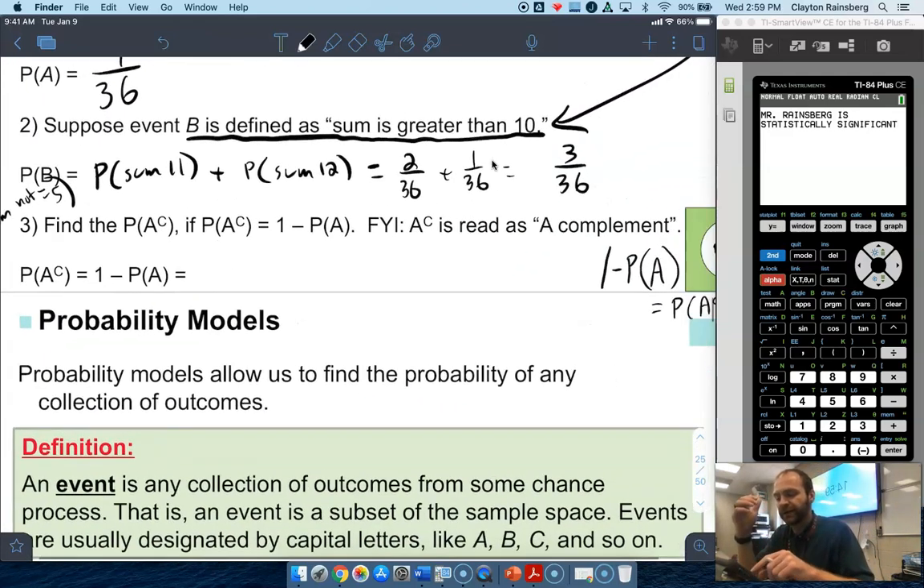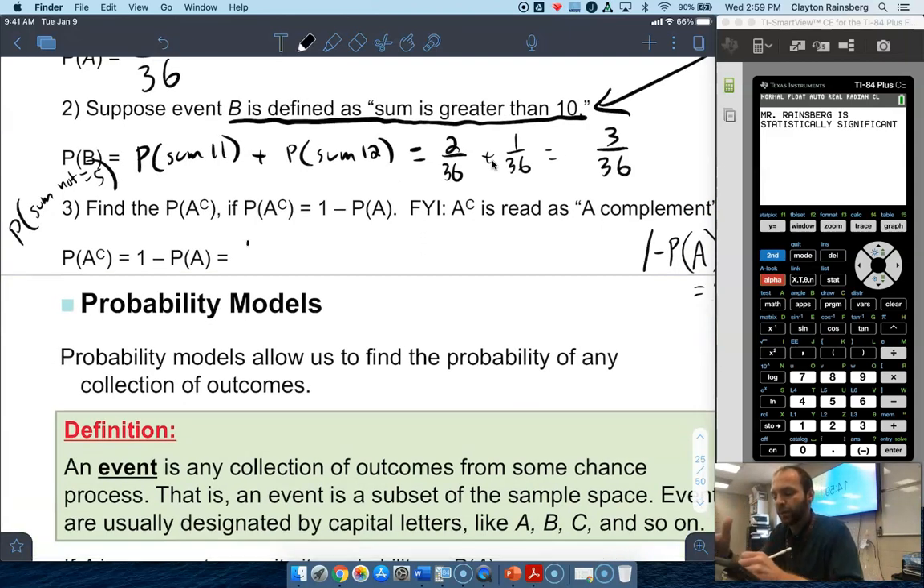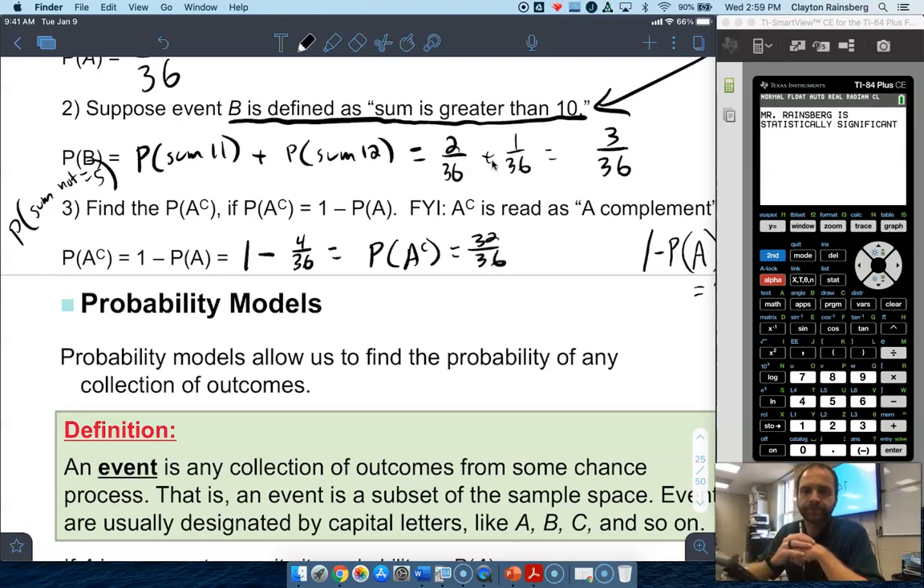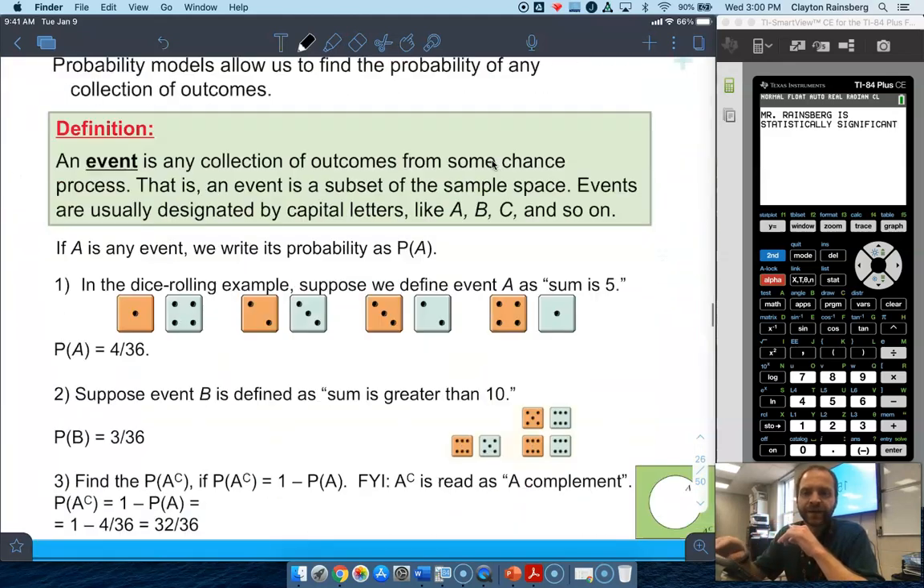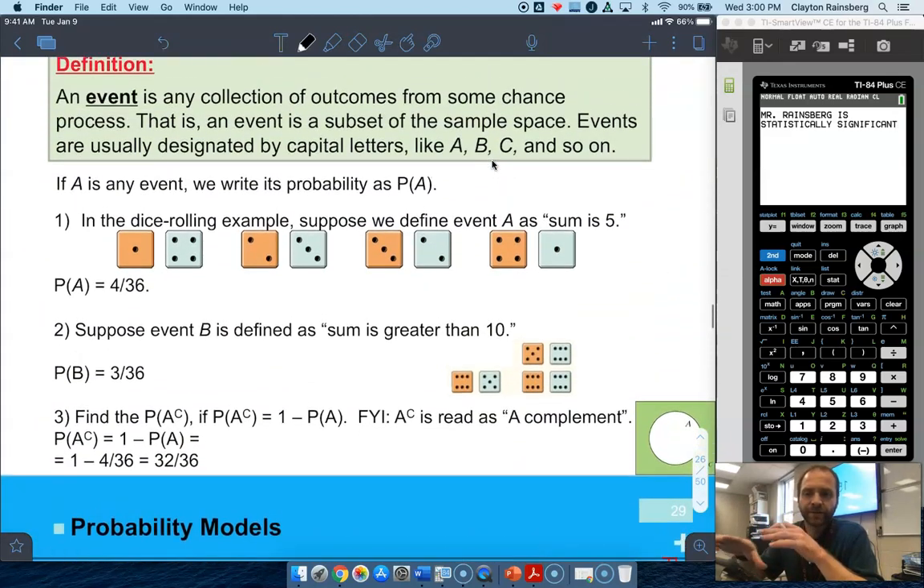So if I do the complement of A, the probability of a sum of not 5, I can do 1 minus the probability of a 5. And in this case, I get probability of A complement is 32 out of 36. That's it. It's one of those things where you need to be aware. We're going to discuss more about complement, and this just kind of introduces the idea. So we have our answers for it right here as well.